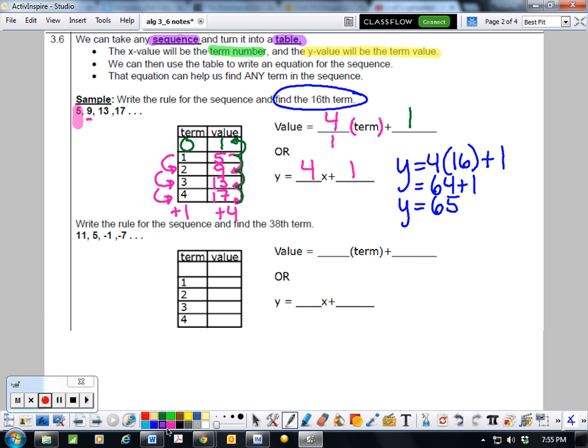Okay, so let's go to the next one. We're going to write a rule for the sequence, and then we're going to find the 38th term. So I'm going to go ahead and put my first term, my second term, third term, and last term. So it looks like my number values are going down, so I subtract 6, subtract 6, subtract 6, so each time I'm minusing 6.